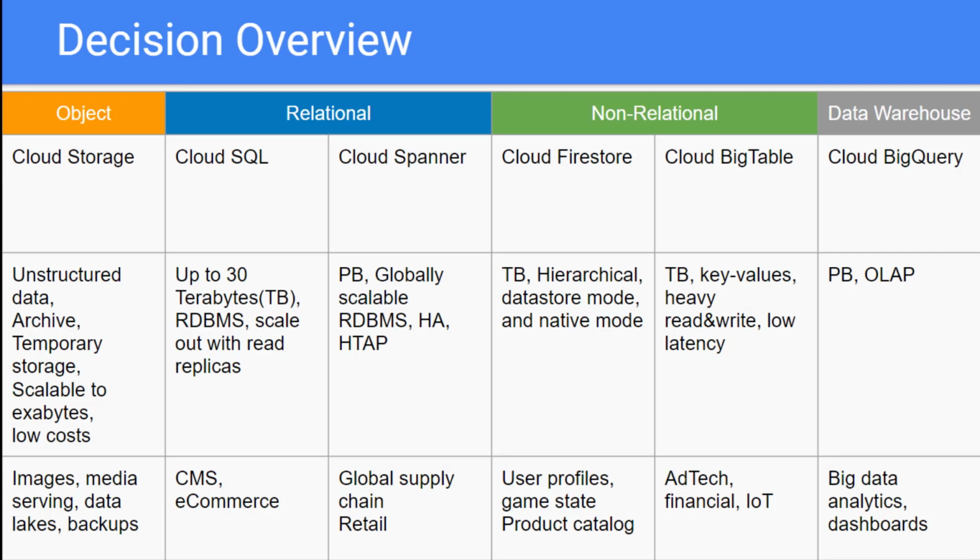At last, I summarized the GCP storage and database decision tree with keywords and use cases for you to easily remember for the exam. The options divide into object, relational, non-relational, and data warehouse. For example, Cloud Storage is for unstructured data, archive, and temporary storage. It is the lowest cost storage option for up to X bytes. The use cases include images, media serving, data lakes, or backups.